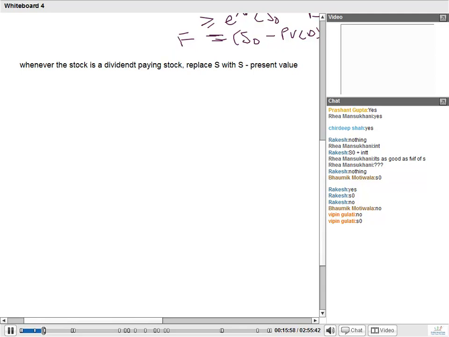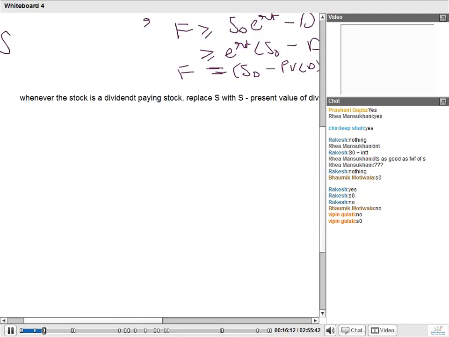Now in a lot of cases, dividend payment will be given as a continuously compounded dividend yield. So the stock pays a continuously compounded dividend yield of R star. In that case, replace S with S0 e raised to the power minus R star T, where R star is the continuously compounded dividend yield. We'll do some questions and understand this better. So whenever the stock is dividend paying, replace S with S minus the present value of dividends.